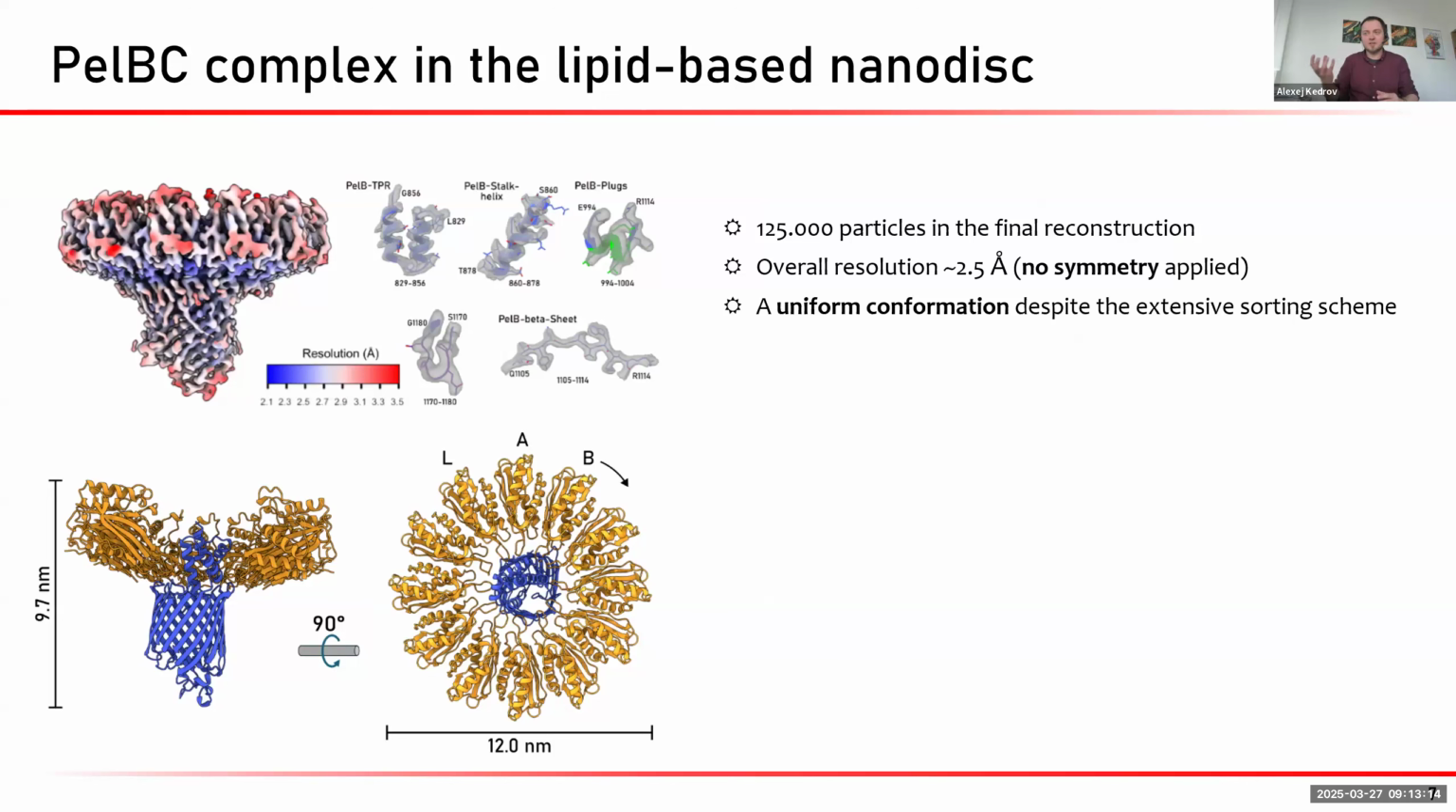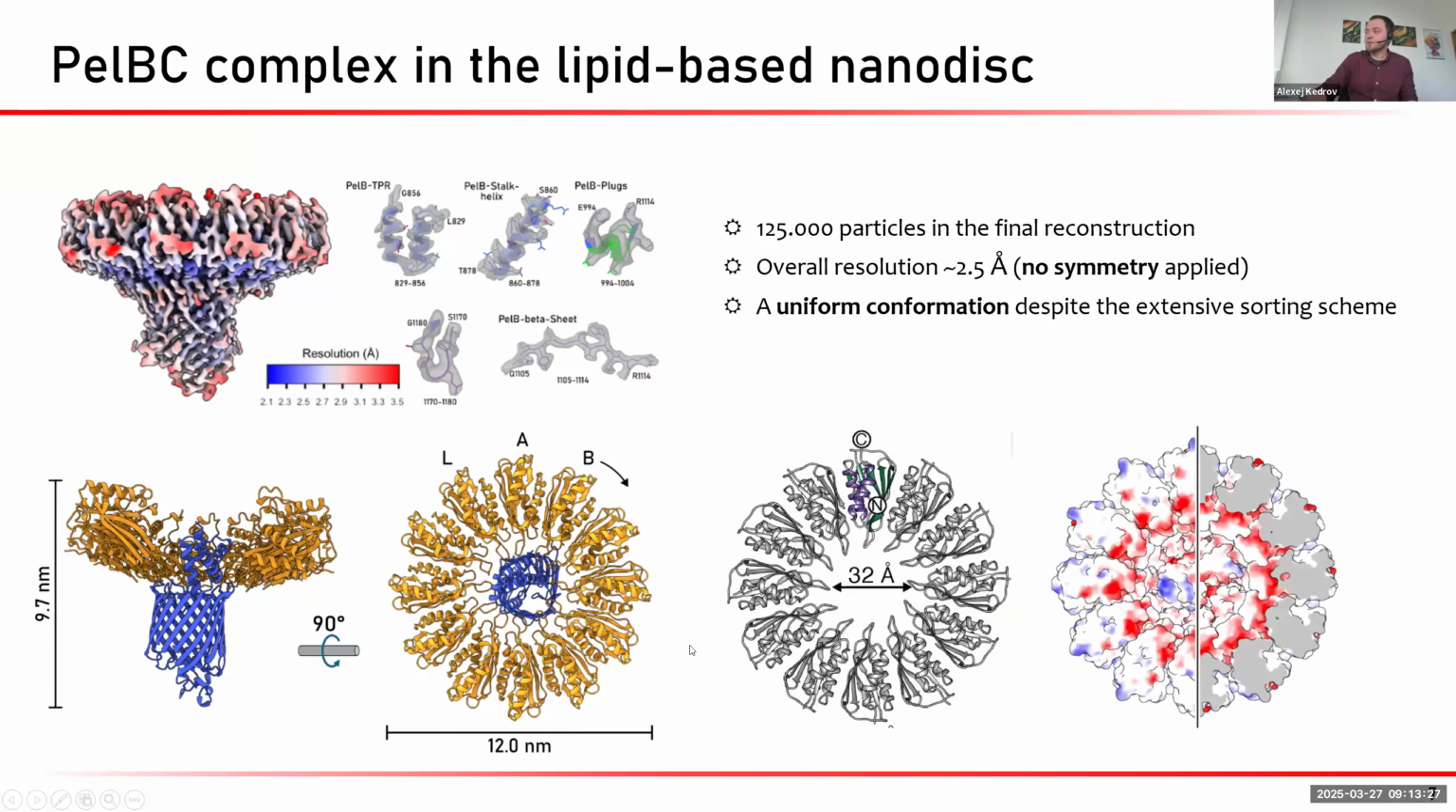We have indeed, as expected, a barrel. Then we have a ring of 12 subunits surrounding it. We see that this helical scaffold has some interactions with PelC, with the ring. And then we start comparing it with the crystal structure. So what do we actually learn already from this?